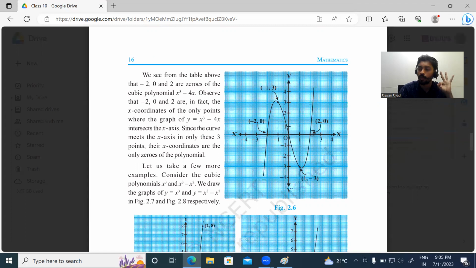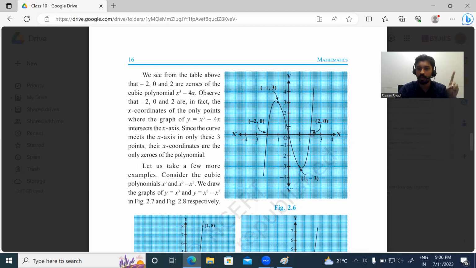So for a cubic polynomial, degree equal to 3, the maximum number of zeros possible is 3. Below 3 is possible, but above 3 is not possible. That's why it is the maximum. So this is a very important concept: the relation between degree and the number of zeros.